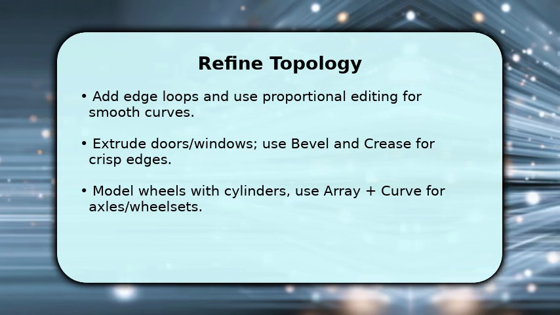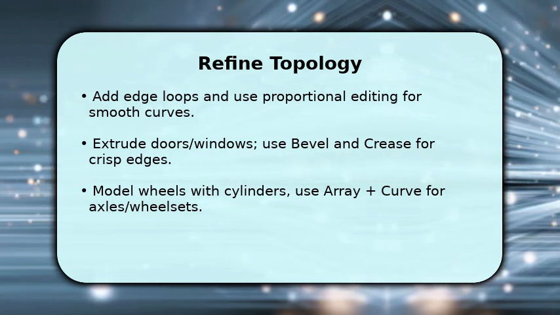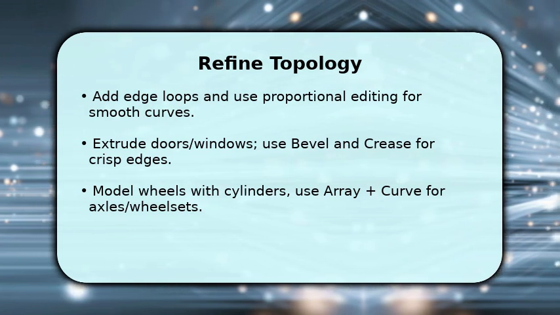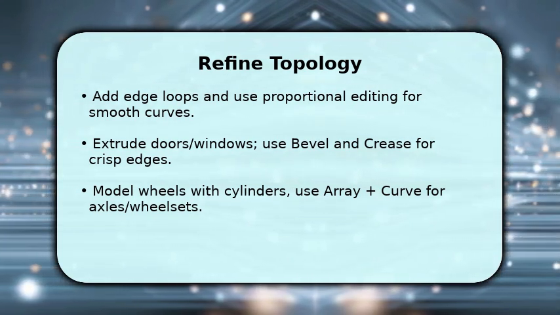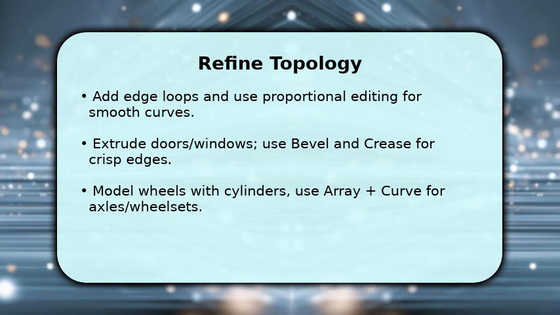For wheels, model a single rim and use array with curve modifier to place wheel sets evenly. Keep quads where possible. Once the midforms read correctly, apply a subdivision surface modifier for previewing fine.